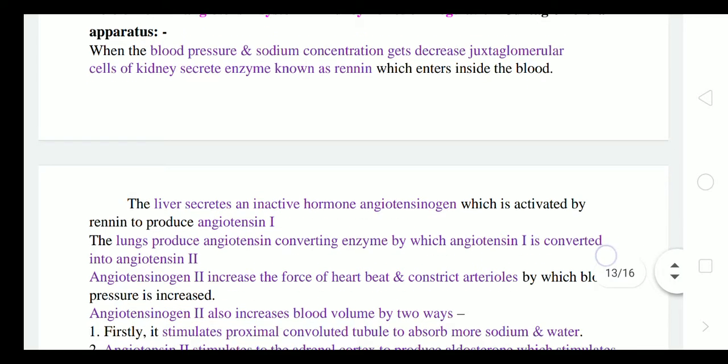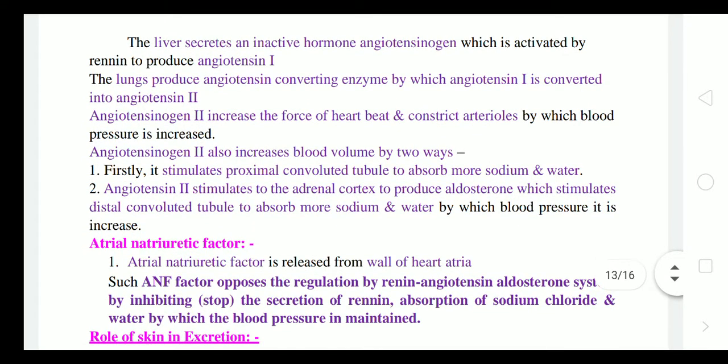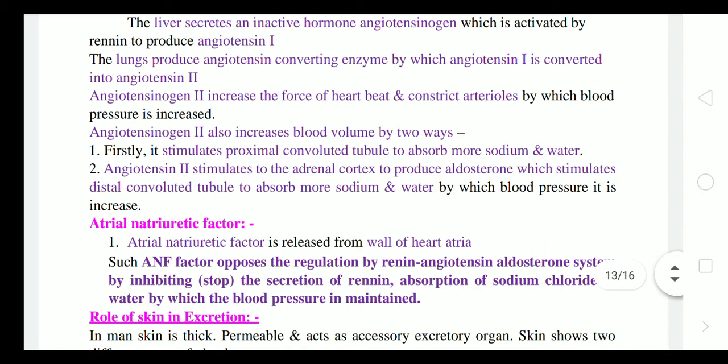When renin is secreted in the blood, the liver secretes the inactive hormone angiotensinogen, which is activated by renin to produce angiotensin 1. The lungs produce angiotensin converting enzyme, by which angiotensin 1 is converted to angiotensin 2. So here the kidney, liver and lungs function coordinately.